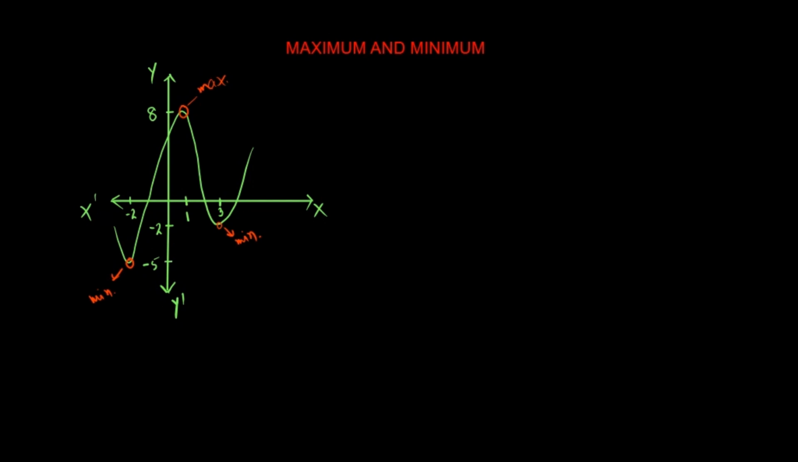There are local maximum and local minimum, and global maximum and global minimum. The highest possible value of the graph would be global maximum. In this case, this is a maximum, but if the graph continues, it will go all the way to infinity. So infinity would be the global maximum, and this value would be the local maximum.